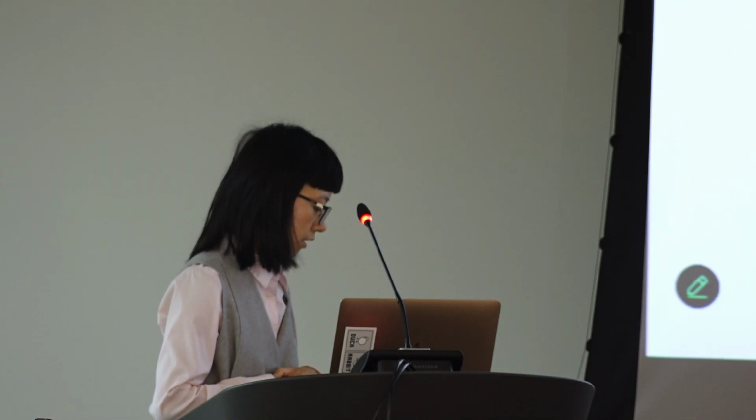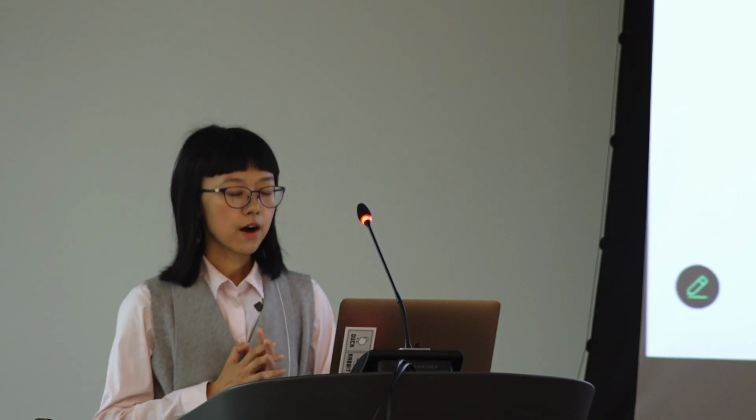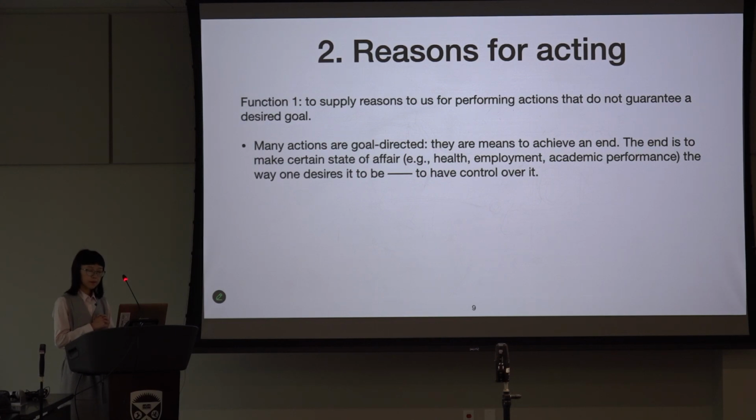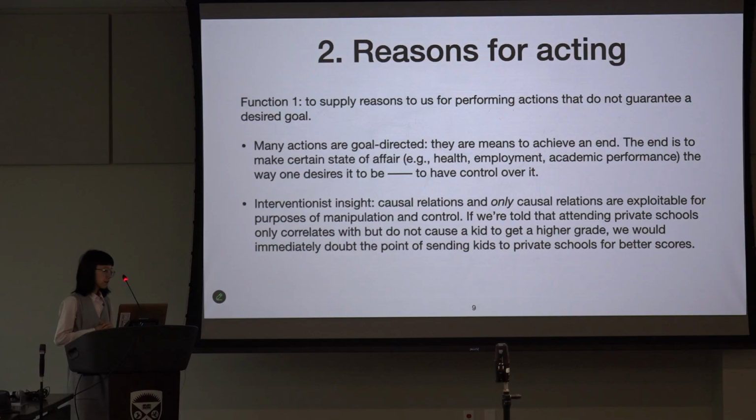So the first function of the notion, I argue, is to supply reasons for us for performing actions that do not guarantee a desired goal. So many of our actions are goal-directed, so they are means to achieve a certain end. And the end is to make certain states of affairs, such as health condition, employment, academic performance, the way one desires it to be. That is to say, to have control over it.